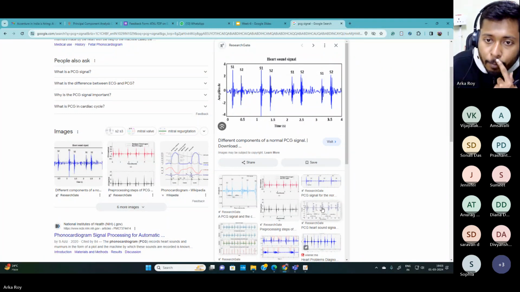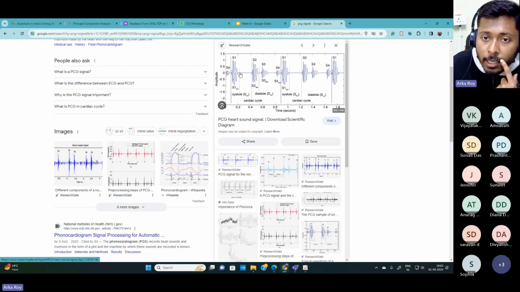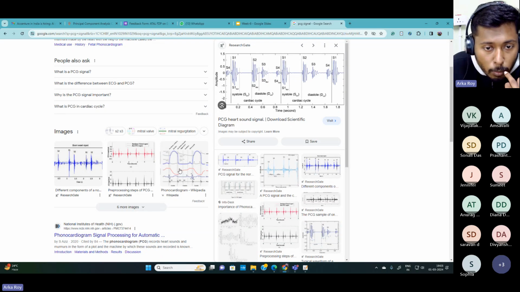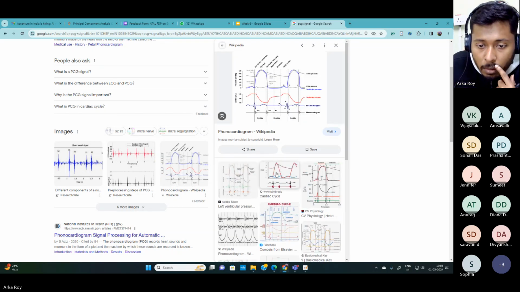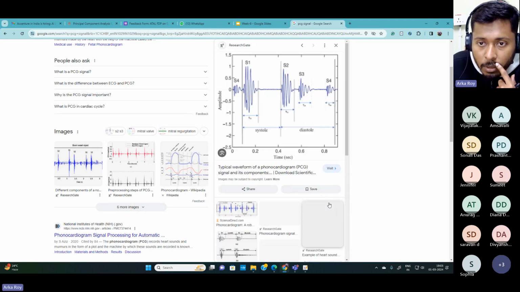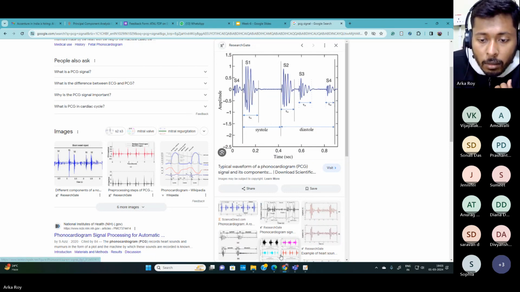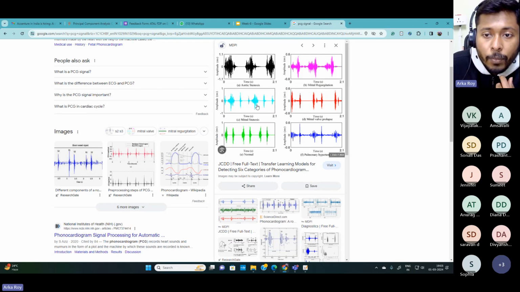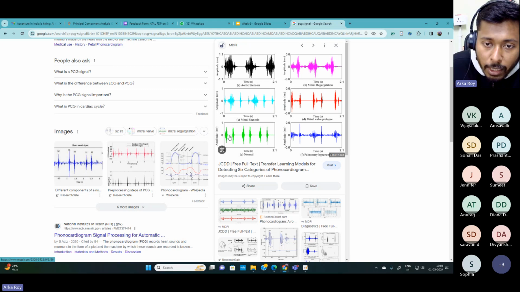Now, let me take another example which has a clearer representation. Yeah, this could be fine. You can see aortic stenosis normal. This is a normal heart sound. And you can see that in between these two peaks, intermediate values are almost zero. That means the signal is very clean.